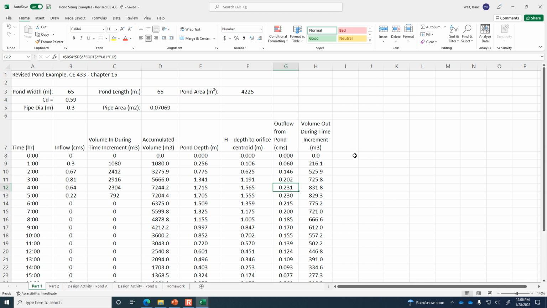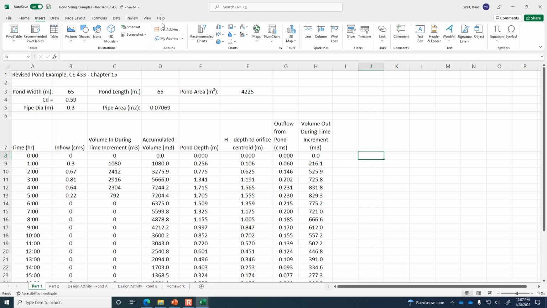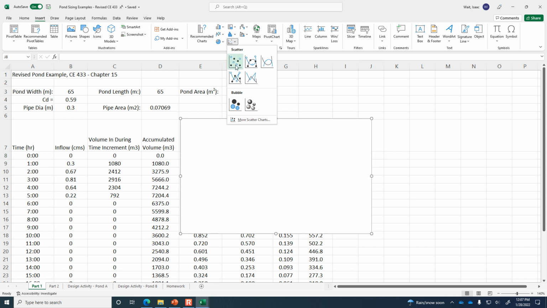And just to illustrate and highlight the difference between the inflow and the outflow, let's make a graph of the inflow versus time and the outflow versus time and put it on the same figure. So here on insert, we're going to do a scatter plot. So that's this one, a scatter, and let's not bother adding the dots. Let's just have it be a curved plot where it's smoothed in between the data points. So scatter with smooth lines.